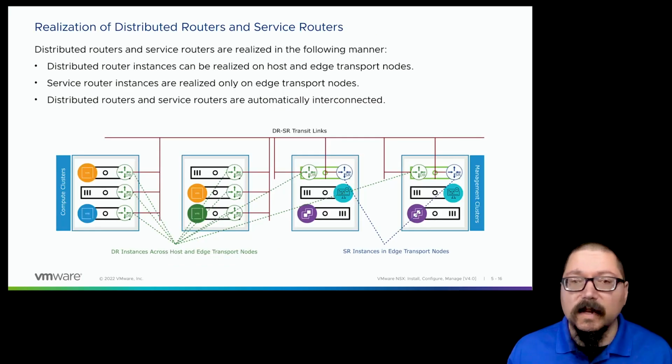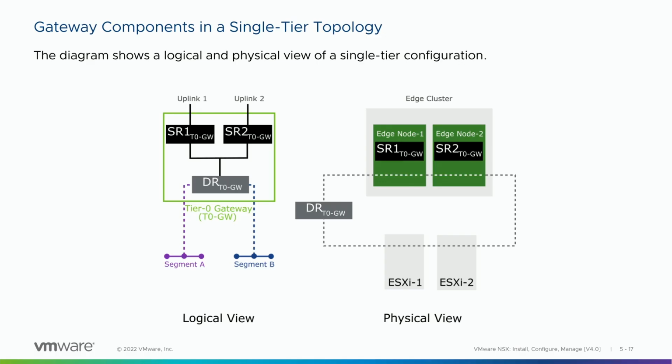Now, how are these realized? Well, the DR component is scattered across every transport node in the infrastructure. It's everywhere. Everything in the transport zone has this DR component for whichever gateway this is. And then the service router components, the SRs, those are only realized on edge transport nodes. So let's look at this a little bit of a different way. And we're still looking at DR and SR components. We're thinking about where they're realized and how they're going to be realized.